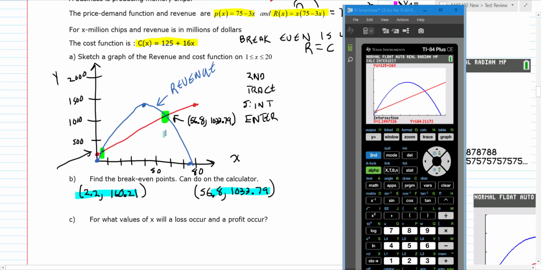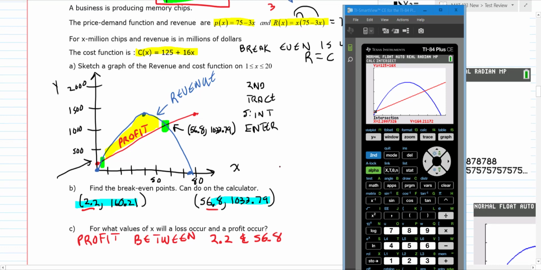Okay, so basically, where do loss and profit occur? The area that I'm shading in there is that whenever the revenue is bigger than the cost, that's your profit area right there. So what you would find is profit is going to occur, and you can just say in words if you want to, between this and this. So it's going to be between 2.2 and 56.8 items.